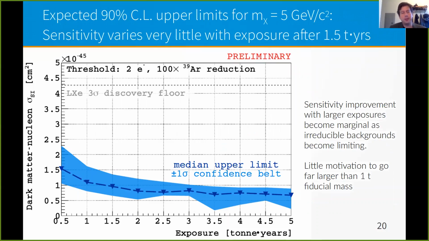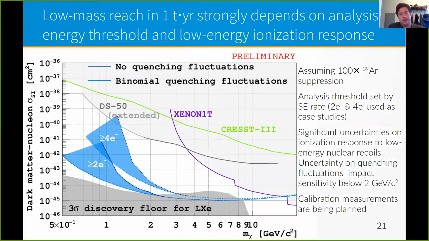Higher exposures don't really improve our sensitivity, and this is because we're approaching the neutrino floor and we're already so close to that. So larger masses will be harder to isotopically purify and they don't gain as much. This gives us a strong motivation for staying around the 1-ton fiducial mass plan. So here you can see that we are close to the neutrino floor already. These two plots demonstrate what we could get with a 2-electron or 4-electron threshold.